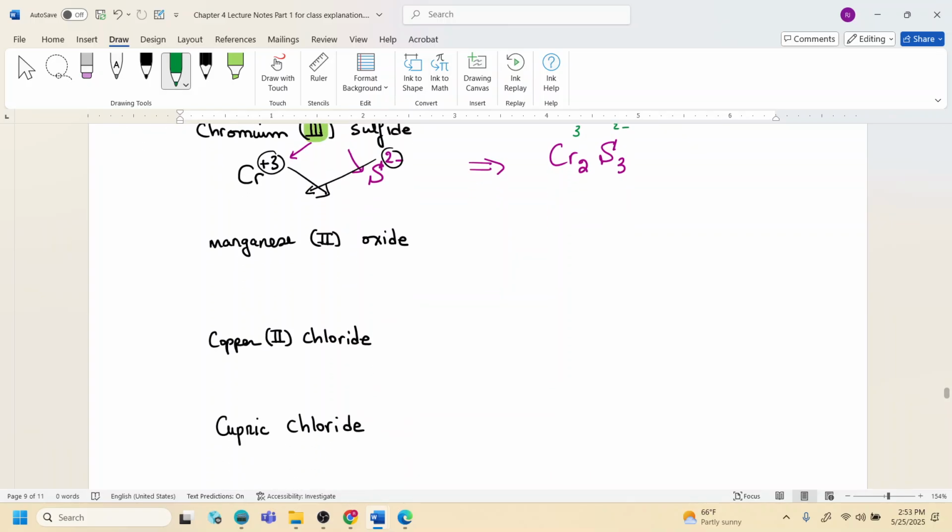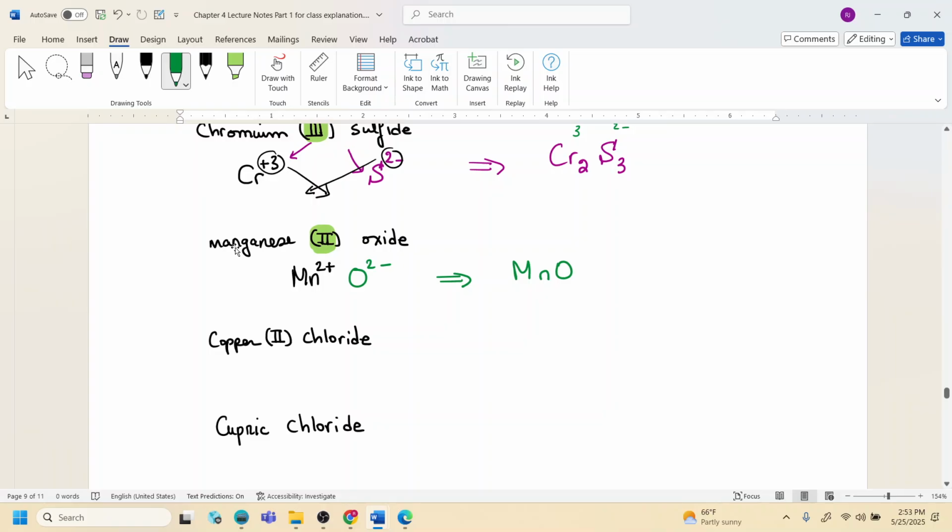Okay, let's have another example. Manganese 2 oxide. I know that manganese is +2 because it told me that it is a +2 over here. And I know that the oxygen is 2 negative. This is it, right? So my formula in here is going to be Mn. This is manganese and it is oxide.